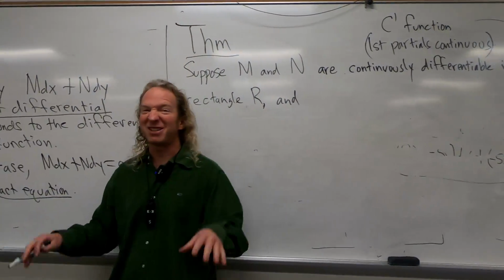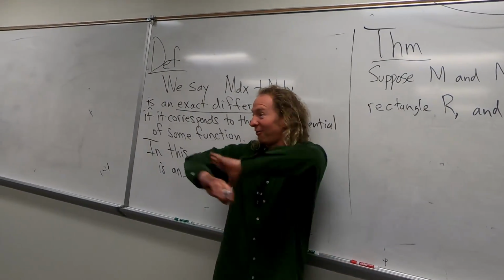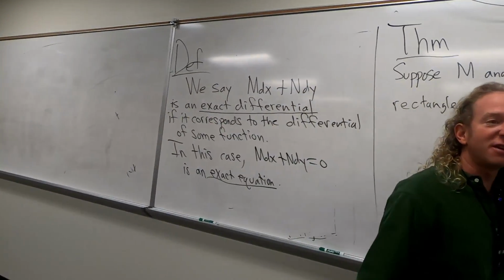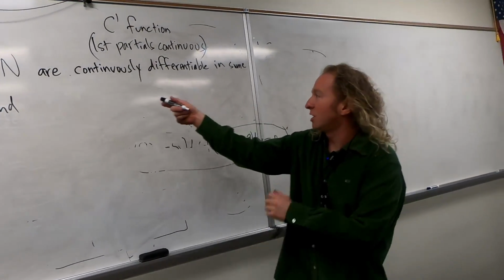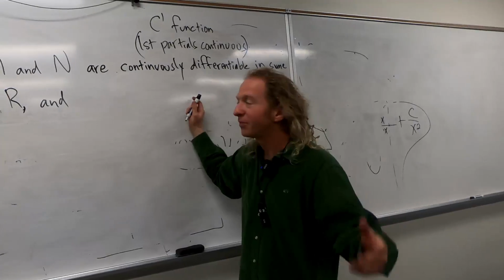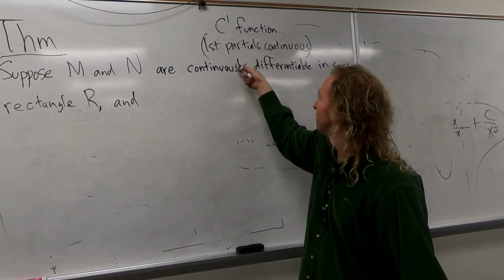Third partial. What about C infinity? All partials. Yeah, so C infinity functions are functions where all the partial derivatives are continuous. So you could just say, suppose M and N are C1 functions. But anyways, I don't want to derail, but now you know some extra stuff, right?